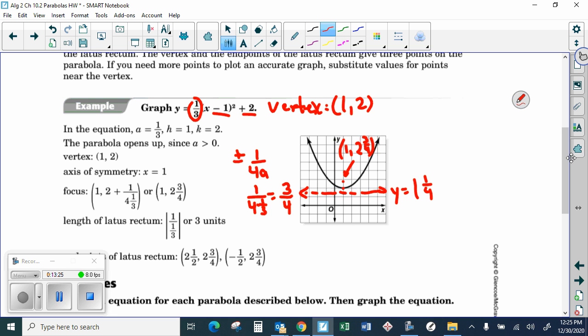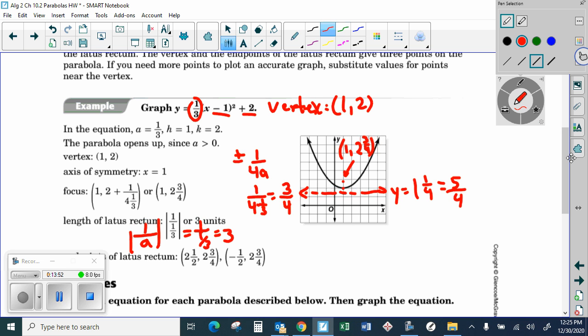Okay, or you could have said 5/4. Same thing. So that's the equation of that line: y equals 5/4, so y equals 1 1/4. The length of the latus rectum is 1 over a. Remember, it's the absolute value of 1 over a. Well, a, remember, is 1/3. So 1 divided by 1/3 equals 3.